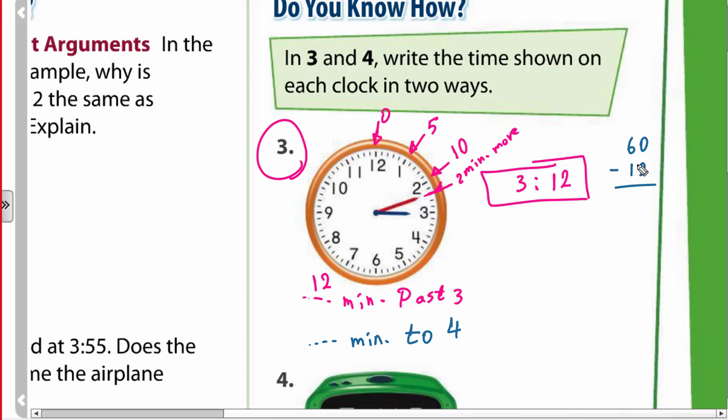Okay, go ahead. 0 minus 2. It cannot be. So the 6 will be 5. Excellent. So 10 minus 2. 10 minus 2 equals 8. And 5 minus 1. 4. So it's 48 minutes to reach 4 o'clock.